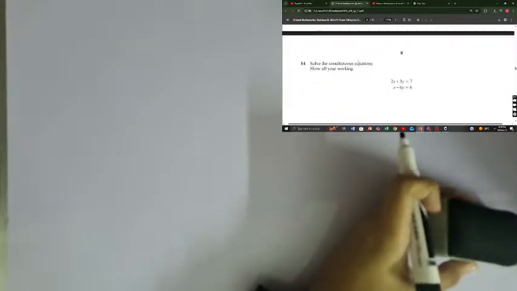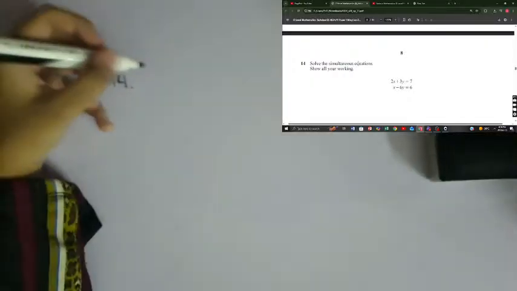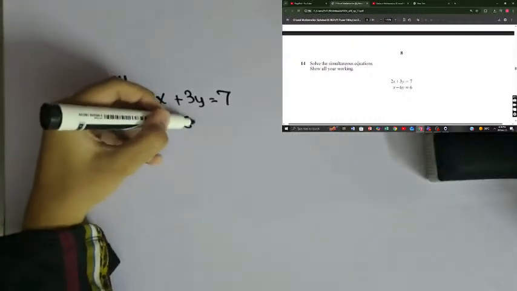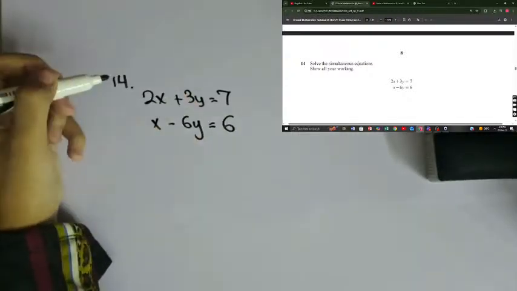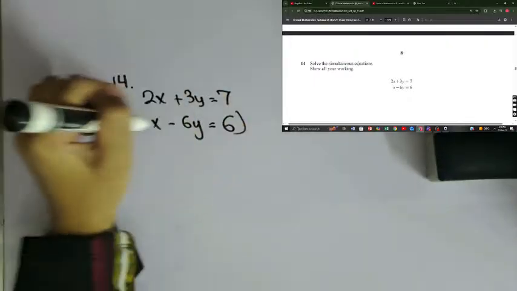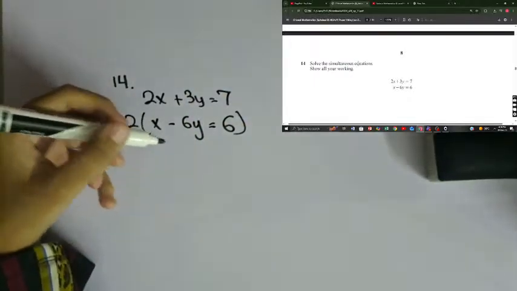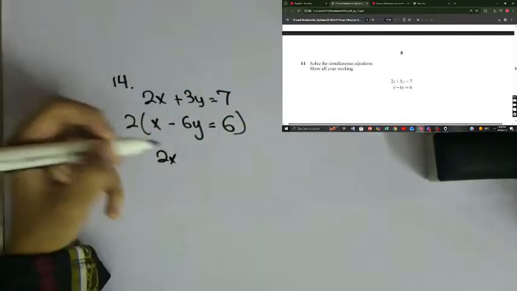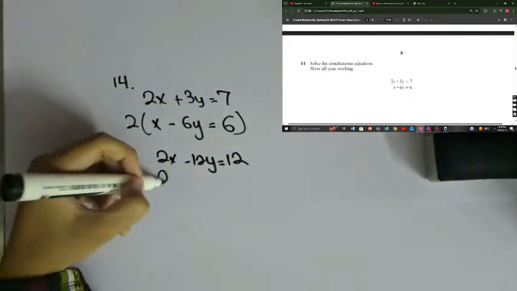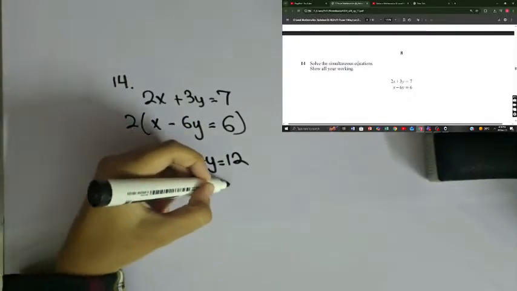Okay, the next question we have is to solve these simultaneous equations: 2x plus 3y is equal to 7 and x minus 6y is equal to 6. There was once a point in time where I loved to do substitution, but now I'm going to do elimination. So when you multiply this entire equation by 2, we get 2x minus 12y is equal to 12. And let's write our first equation here too: 2x plus 3y is equal to 7.